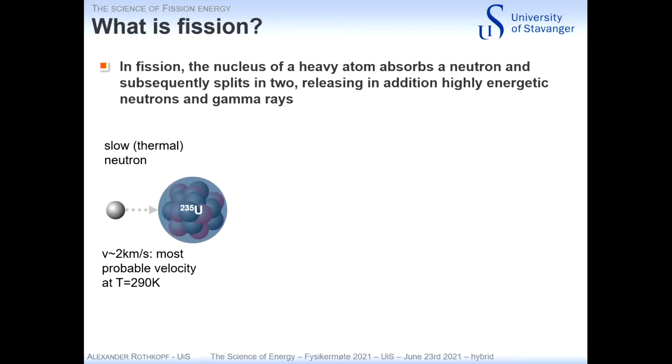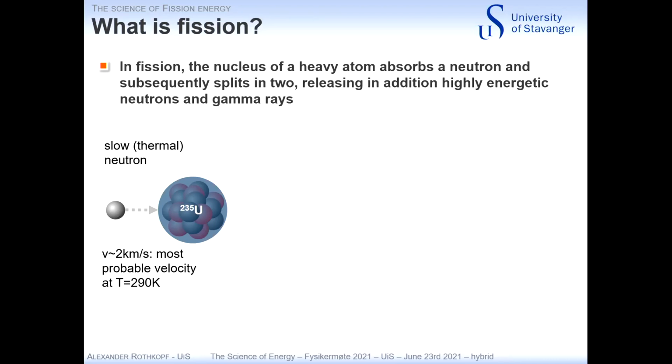When I refer to fission, I mean the process where a nucleus of a heavy atom absorbs a slow neutron and subsequently splits in two, releasing in addition highly energetic neutron particles and electromagnetic radiation we call gamma rays. So let's go through this step by step.